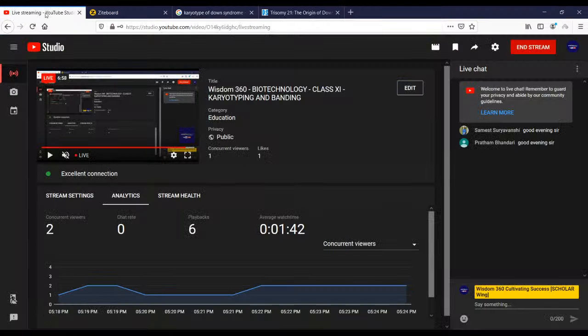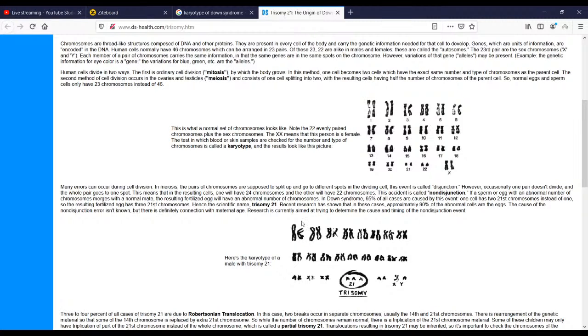Good evening, Pratham. So that is what trisomy is, and this is revealed by karyotyping. The technique is known as karyotyping.